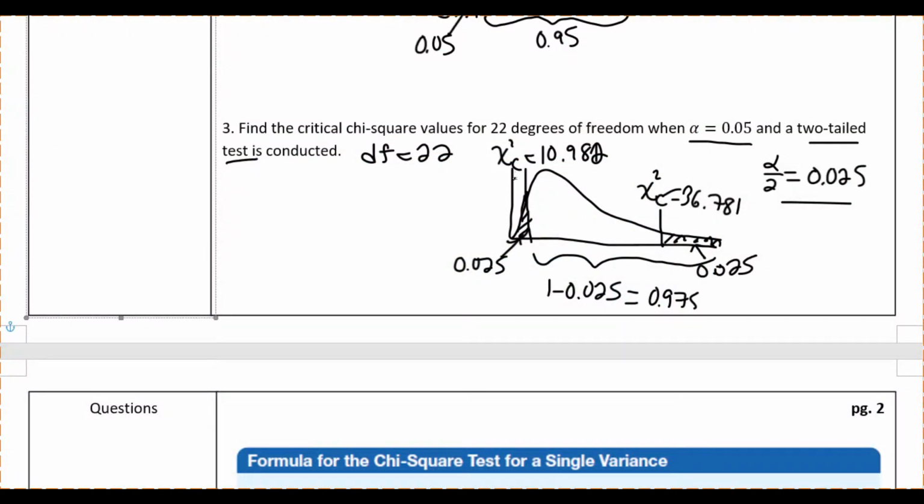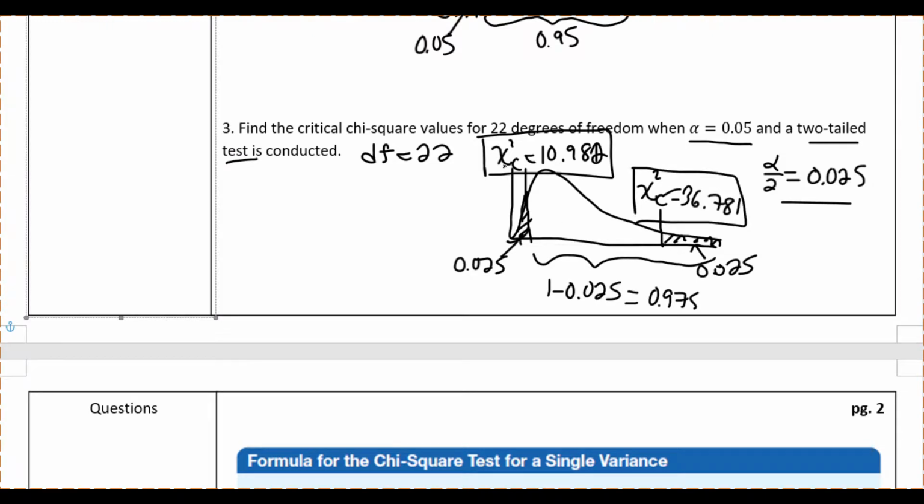So we got our two critical values, and they make sense because we're only 10 away from the origin, whereas here we're 36 away from the origin, so we're on the right side. All right, so we got our two critical values, and those two are our answer.